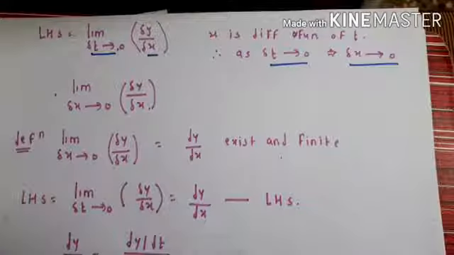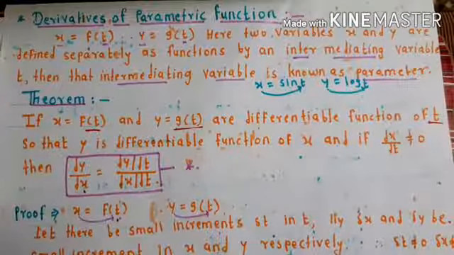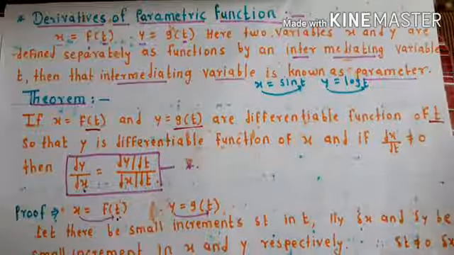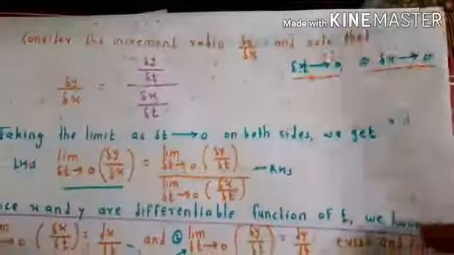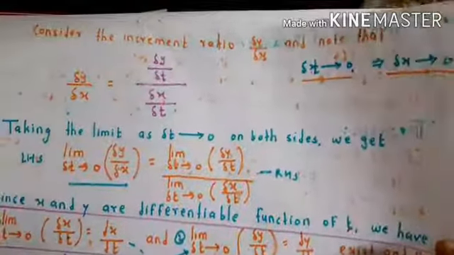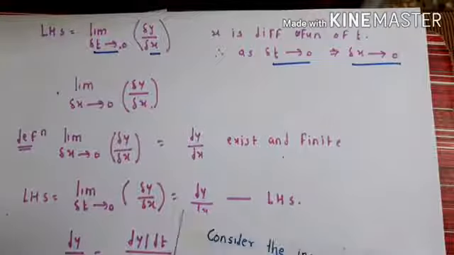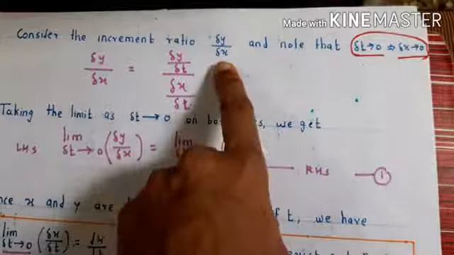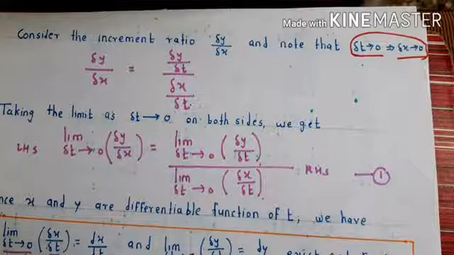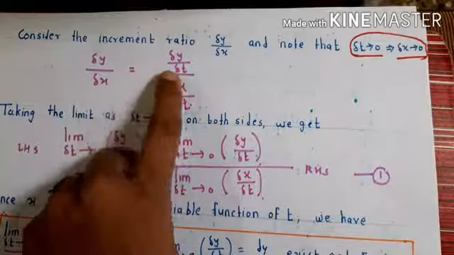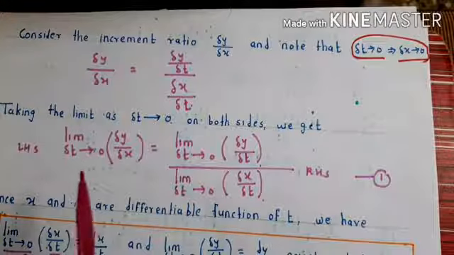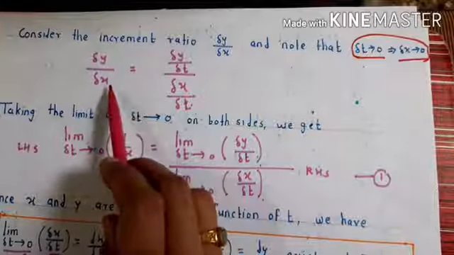So in 4 steps we have proved the theorem. That is, we are given that x is a function of t, y is a function of t. We consider the increments in x, y and t, that is delta x, delta y and delta t. We have considered the small increments. Then we consider the increment ratio that we have to prove, that is delta y upon delta x. Then delta y upon delta x we can write as delta y upon delta t divided by delta x upon delta t. This is the second step.